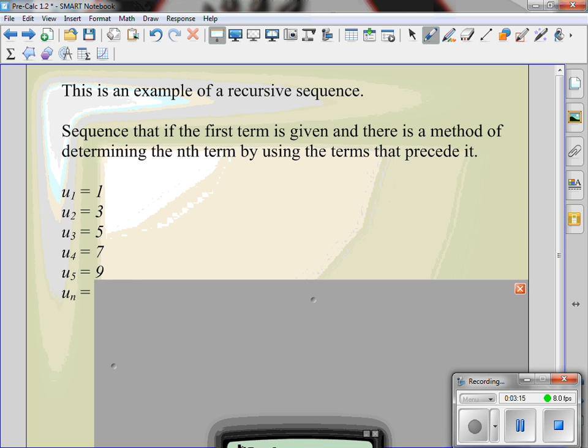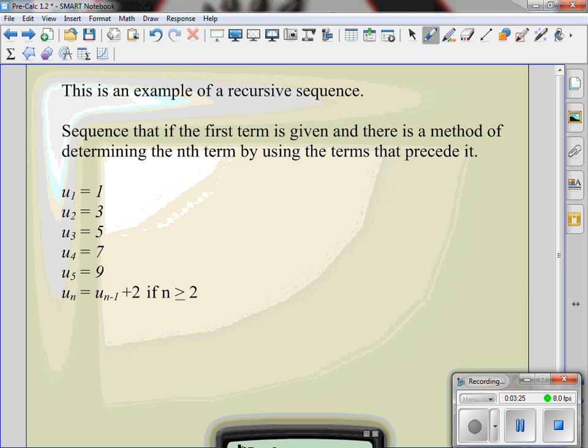So to find the nth term, U sub n minus 1 plus 2, as long as n is greater than or equal to 2, because we can't deal with things that are before our terms. Because what's 1 minus 1? 0. We don't have a U sub 0. You can't have your 0 term. You have the first term. You can't have a 0 term. I am more worried about this than this.